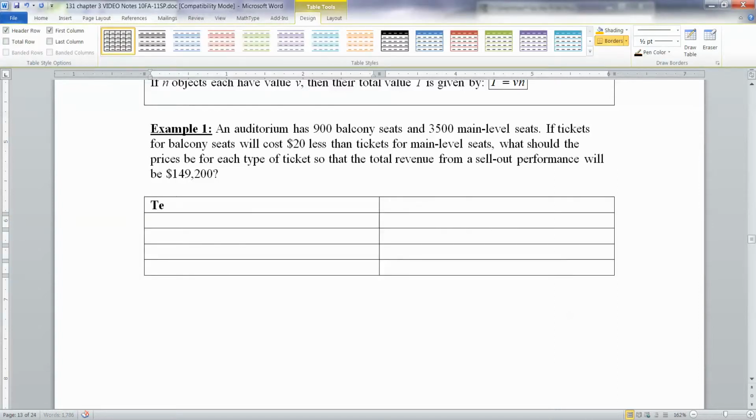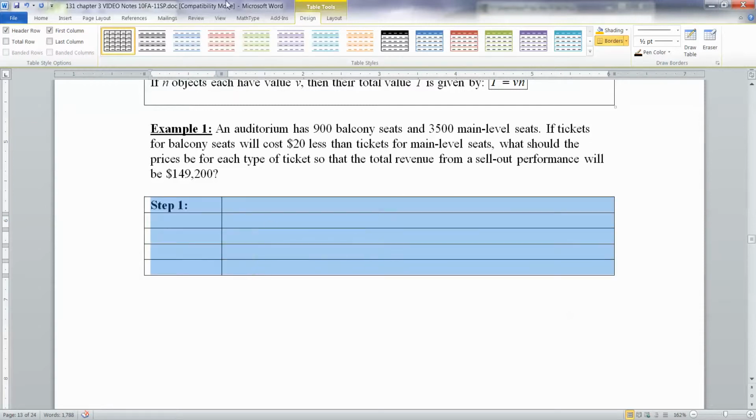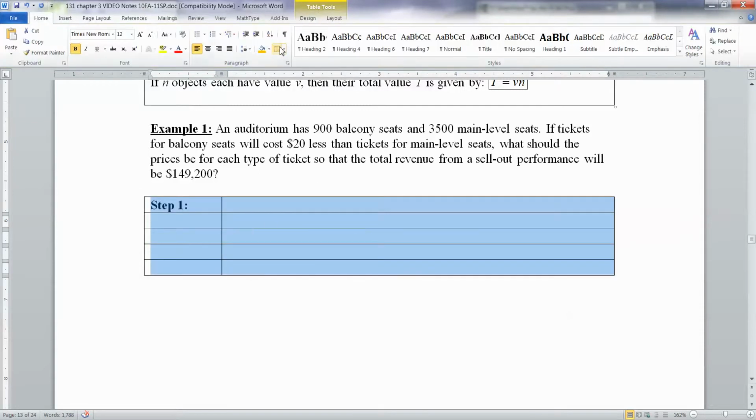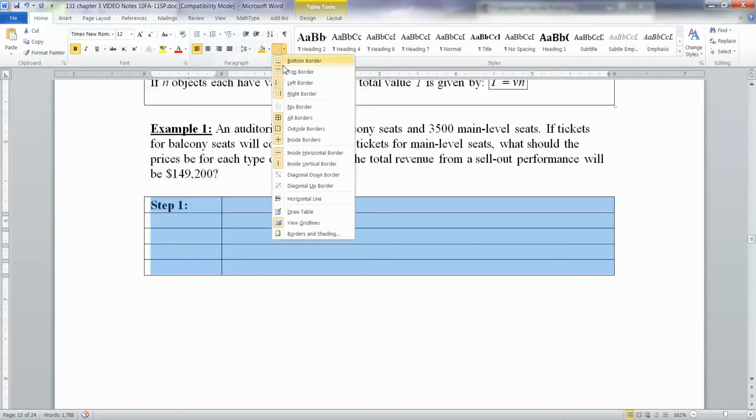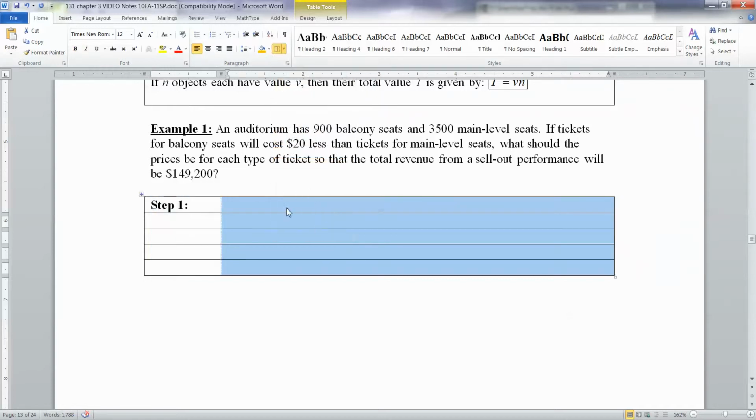All right, so step 1, we need to define some variables here, and we need to define them quick. So let's read through this again and try to figure out what it is we're looking at here. We have an auditorium. It has 900 balcony seats and 3,500 main level seats. If the tickets for the balcony seats will cost $20 less per ticket than the tickets for main level seats, what should the prices be for each type?